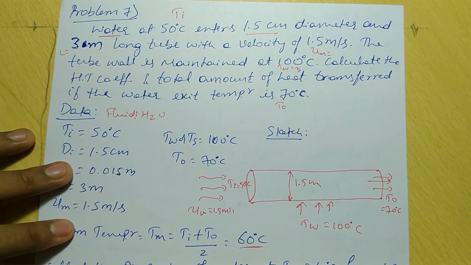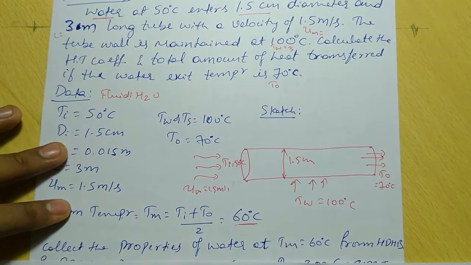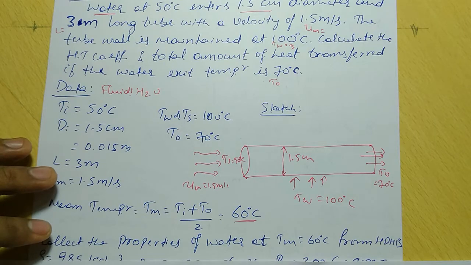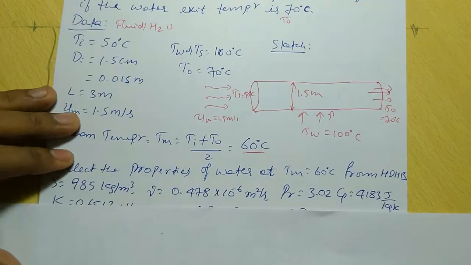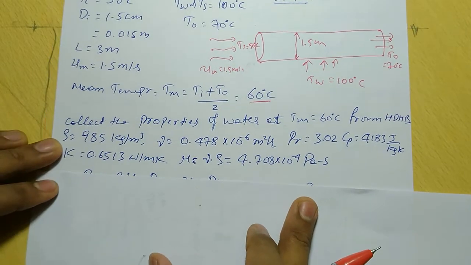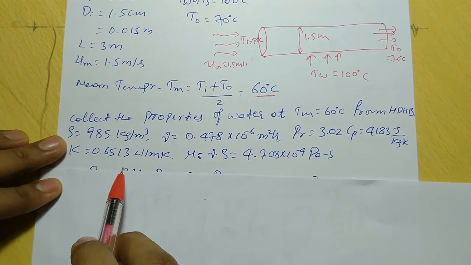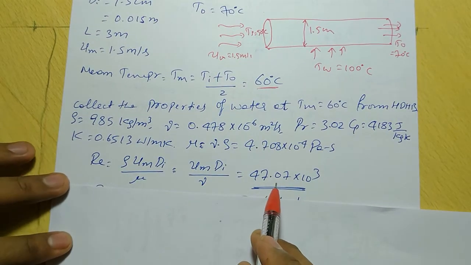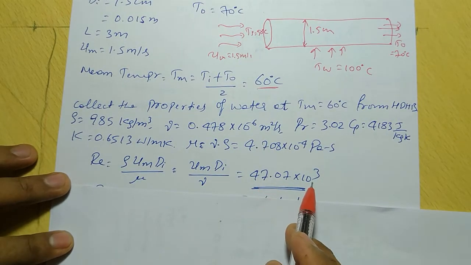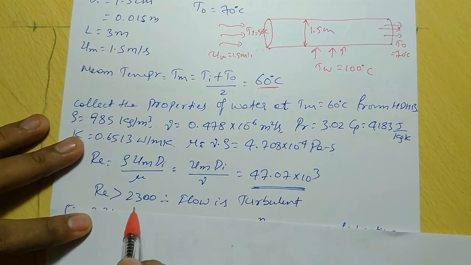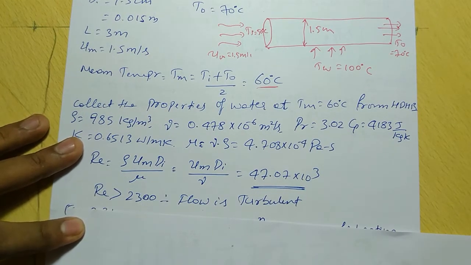In the first problem I showed how to take the properties of water. Go to the liquid properties, and in that take the water properties. In the same way I collected all the data here. After collecting the data, the next step is to find the Reynolds number. Calculating the Reynolds number, we get 47,000, which is greater than 2300. Therefore the flow is turbulent.